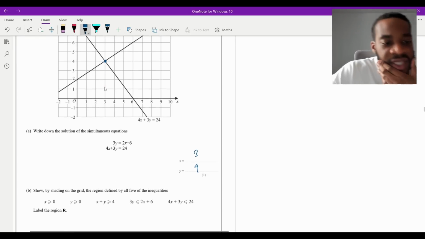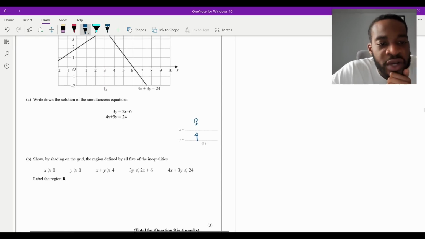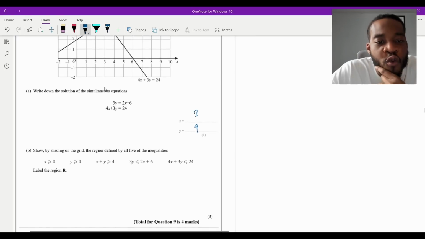Perfect. Now part B says, show by shading on the grid the region defined by all 5 of the inequalities. x is greater than or equal to 0. y is greater than or equal to 0. x plus y is greater than or equal to 4. 3y is less than or equal to 2x plus 6.